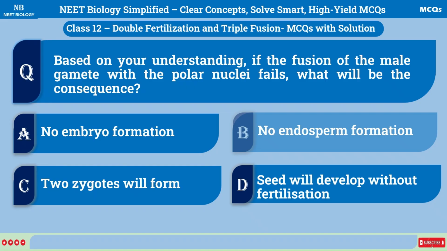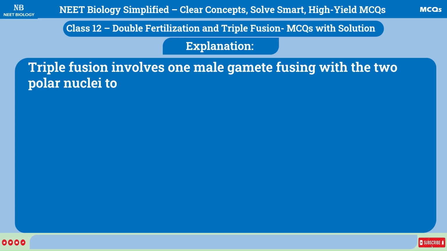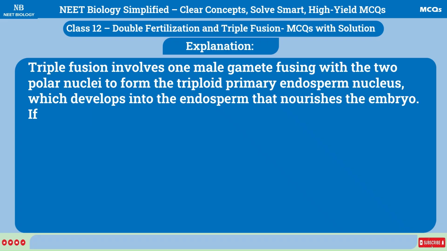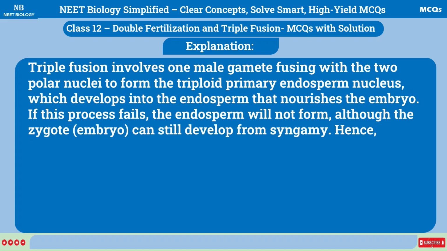Correct answer is B. No endosperm formation. Explanation: triple fusion involves one male gamete fusing with the two polar nuclei to form the triploid primary endosperm nucleus, which develops into the endosperm that nourishes the embryo. If this process fails, the endosperm will not form, although the zygote, embryo, can still develop from syngamy. Hence, option B is correct.